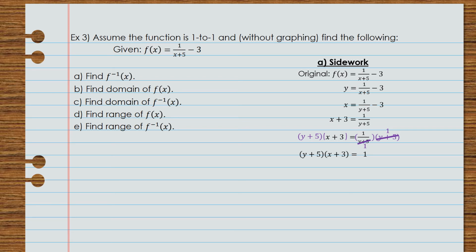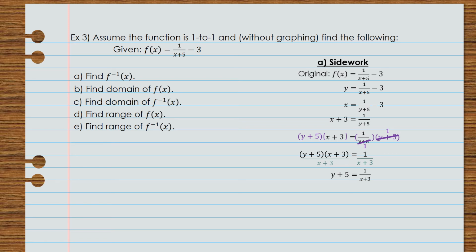So how do you undo multiplying by x plus 3? Well, you divide by x plus 3. As long as what you do to one side, you must do to the other. So the x plus 3's reduce, leaving you with y plus 5 equals 1 all over x plus 3. Now we're one step away from having y by itself.